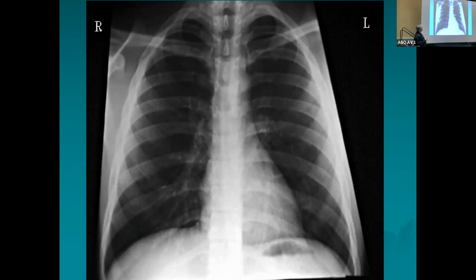Here's rib 1. Here's 2, 3, 4, 5, 6, 7, 8, 9, 10 posterior ribs. This is a good picture? Yep, pretty good one right through here.